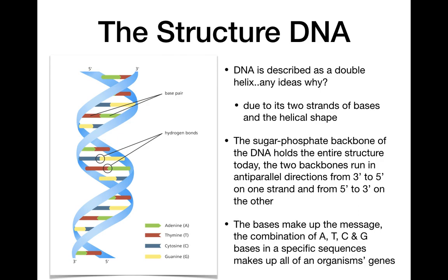A is adenine. In this image, it's represented by a green bar. T is thymine. In this image, it's a red bar. C is cytosine, which is a blue bar in this image. And G is guanine, a yellow bar. And the sequences of those bases, of those A, T, C's, and G's, makes up all the genes in an organism's genome. And it codes for every single thing in that organism.